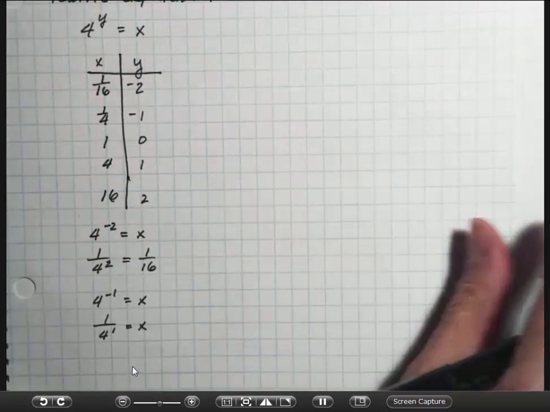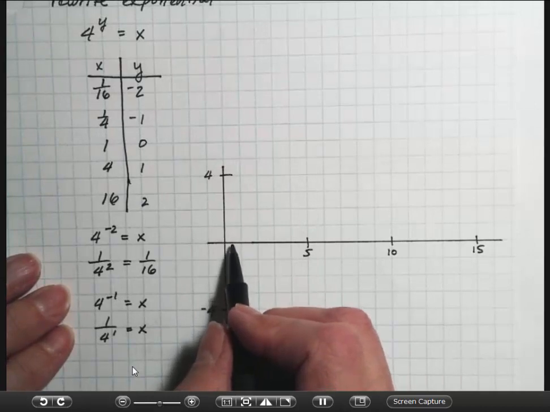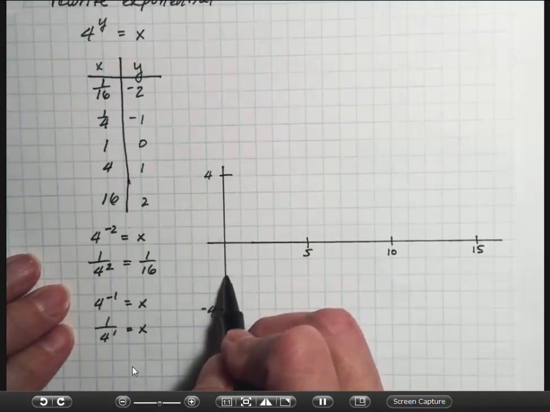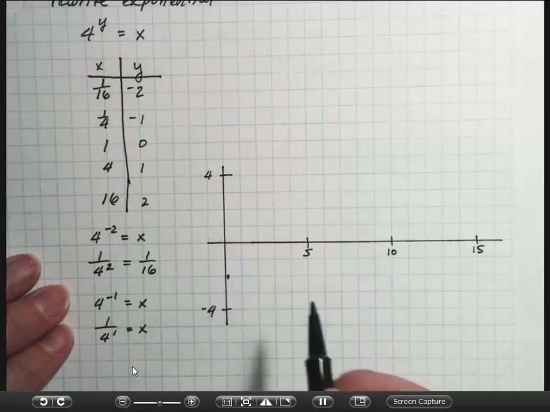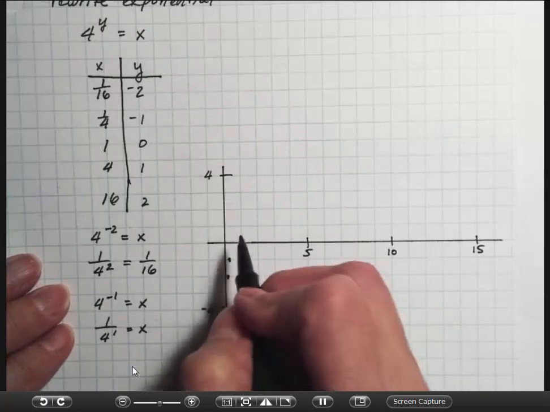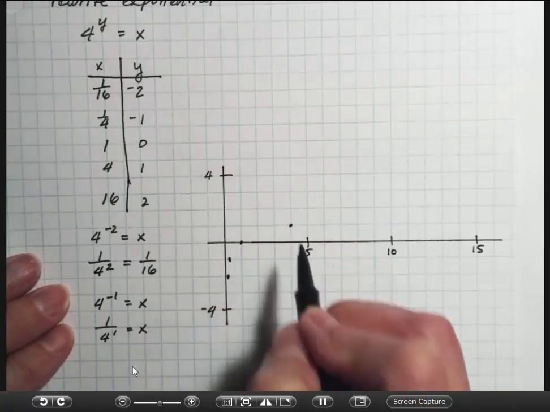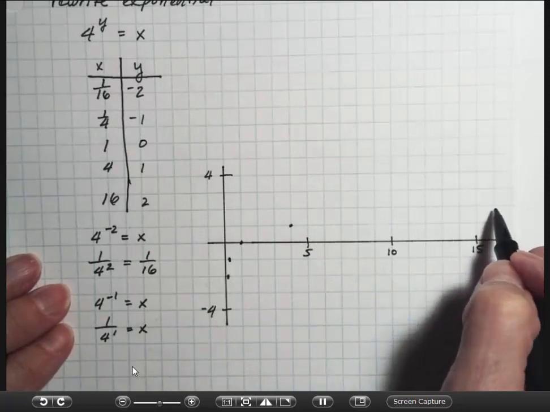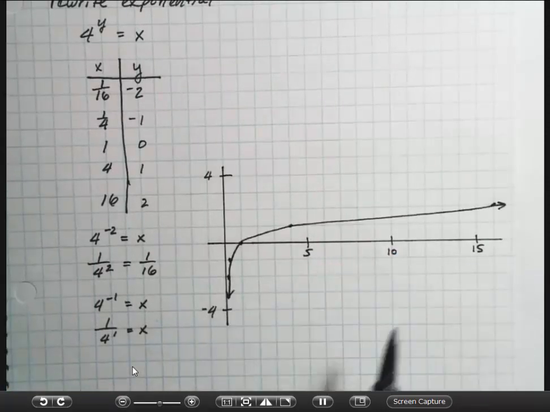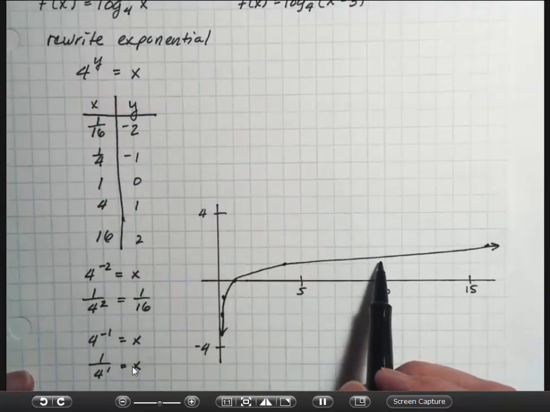So I'm going to go ahead and graph this now. So graphing 1/16, -2. So 1/16 is going to be very close to the y-axis, and we're going to be down at -2. Then we have 1/4, -1. Then we have 1, 0, 4, 1, and 16, 2. So drawing my curve. So this is the graph of y equal to log base 4 of x.